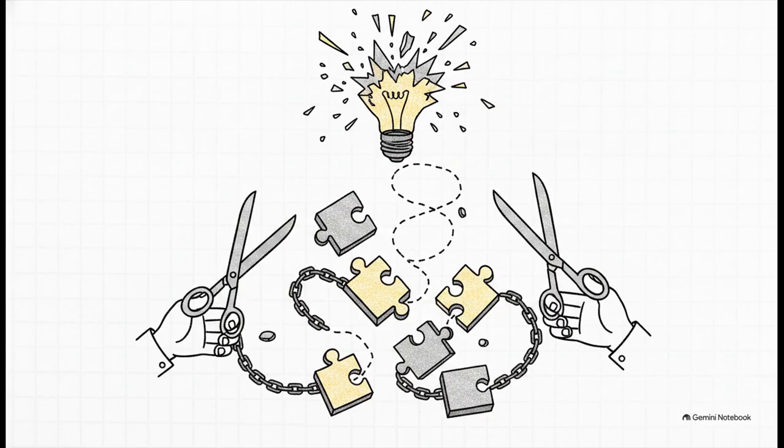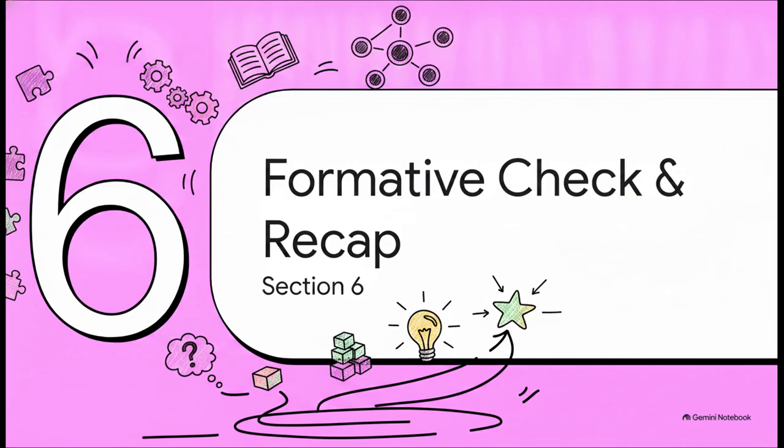Remember, the fabula, the raw story material, is chronological. But the sujet, the plot, is the author's chosen order. The author is an architect who can totally manipulate time, use flashbacks, and jump around, just so long as the events are logically connected by cause and effect. Section 6, Formative Check and Recap.